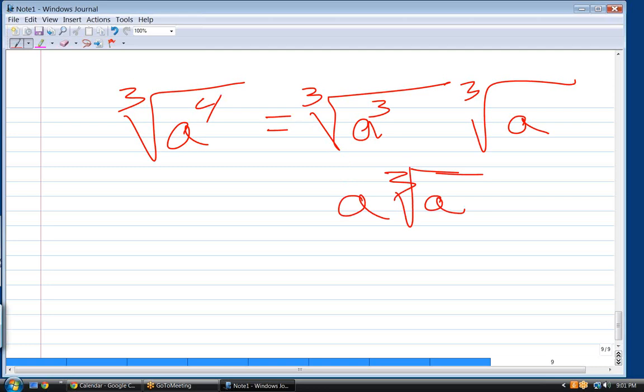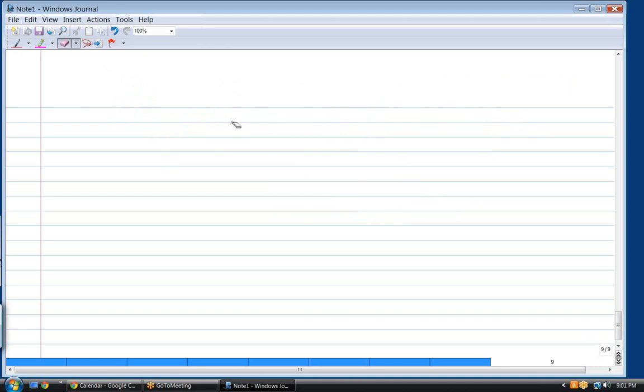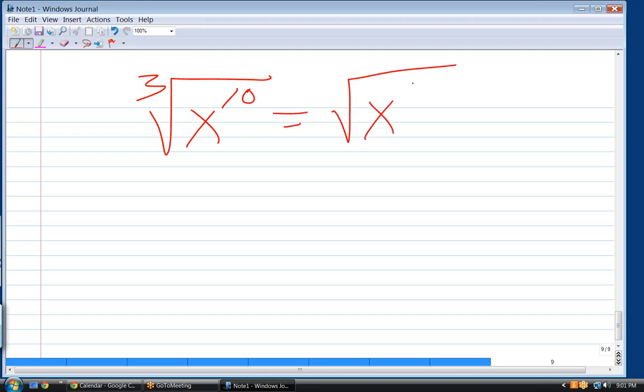Okay. So if you're doing cube roots, you handle this a little differently. You pull out the highest multiple of 3, not multiple of 2. When we're doing square roots, you pull out the highest multiple of 2. But if I was doing the cube root of x to the 10th, I'm going to pull out the highest multiple of 3, which is x to the 9th times x.